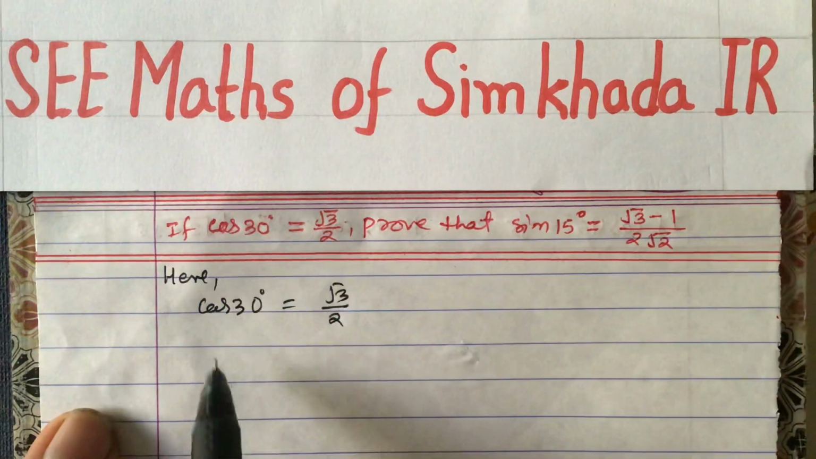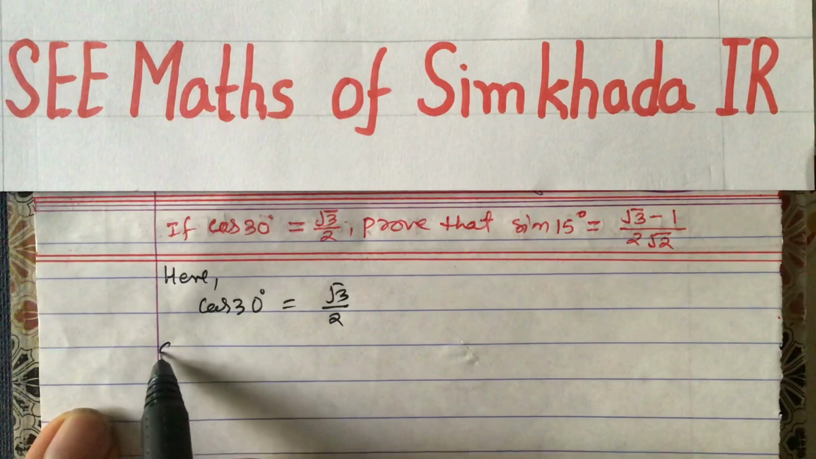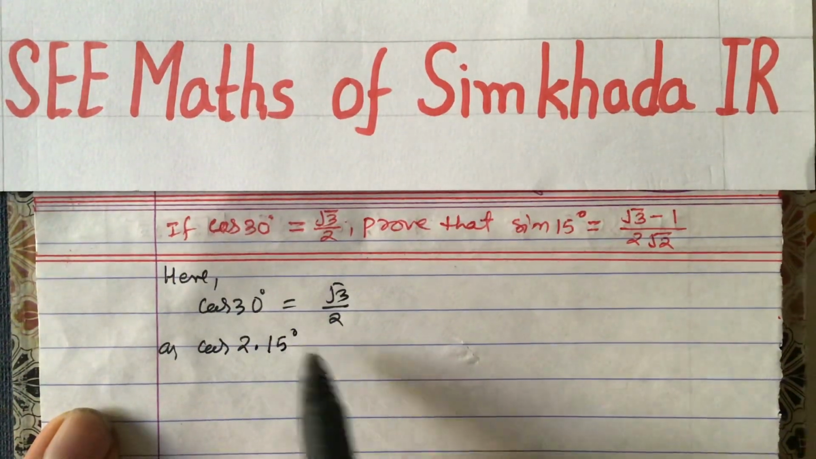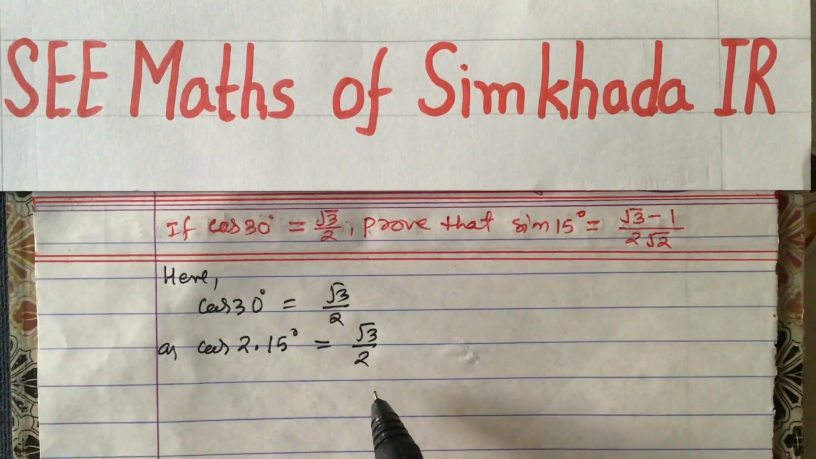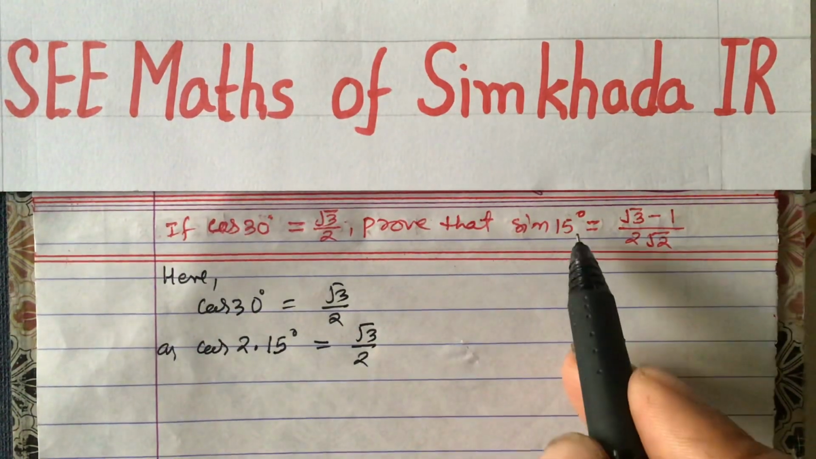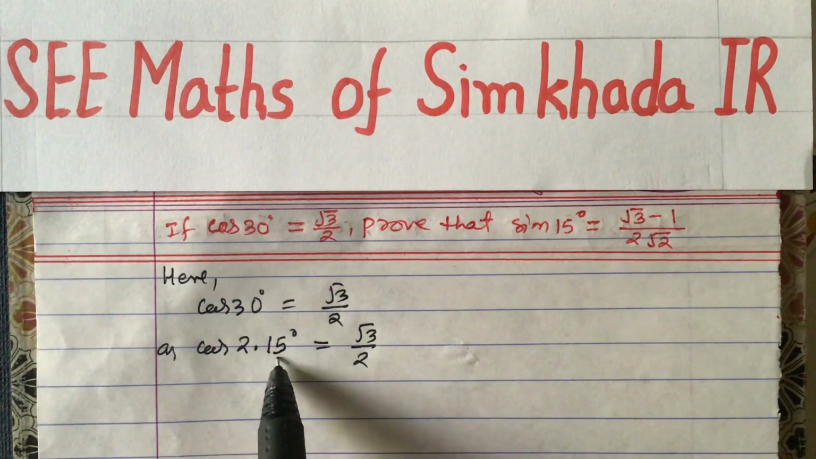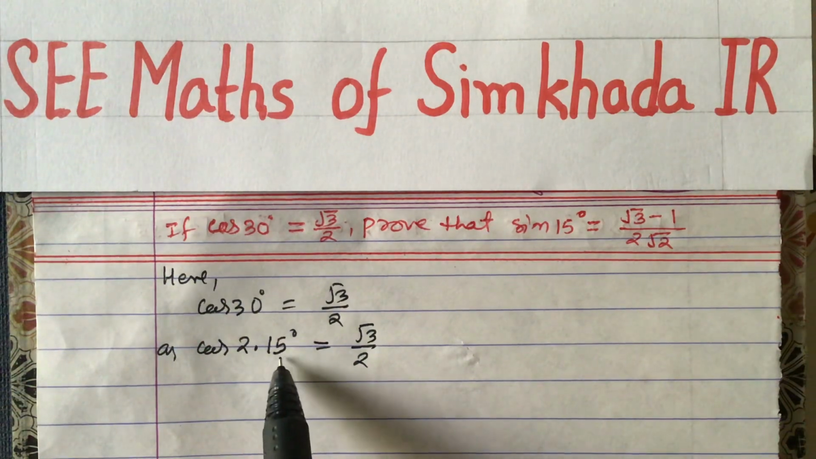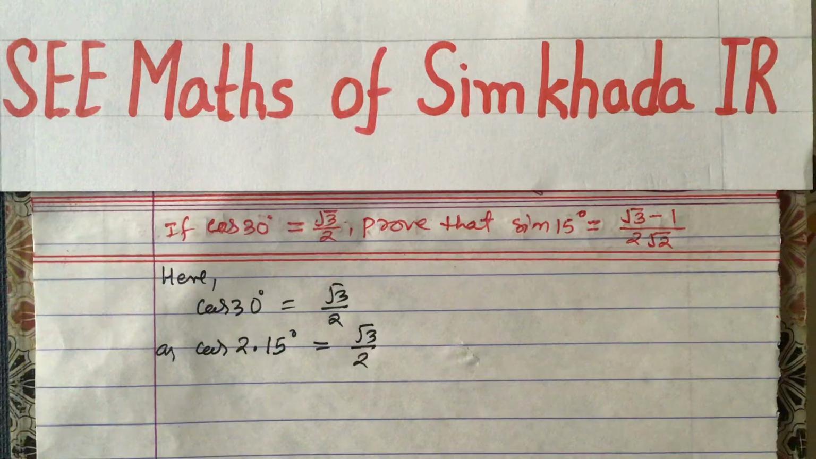This is the given part. Since we have to get 15, we can break this 30 degree like this way. Cos 2 times 15 degree equals root 3 by 2. Look at it, 2 times 15 is 30. Why are we doing 2 times 15? Because we have to get 15, so we are breaking this 30 into 2 times 15. So now it is in the form of cos 2 theta. So the cos 2 theta formula we have to recall now.